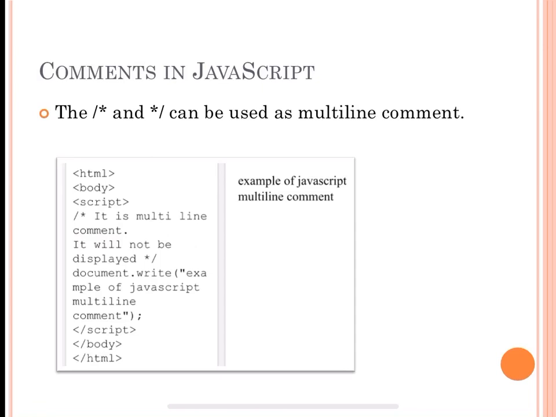Okay, so on the right hand side is the output of your code. We have got "example of JavaScript multi-line comment," and whatever sentence you have written in the comment is not displayed in the output. Okay, I hope the comment part is clear to you all. Now let's move on to the next slide.